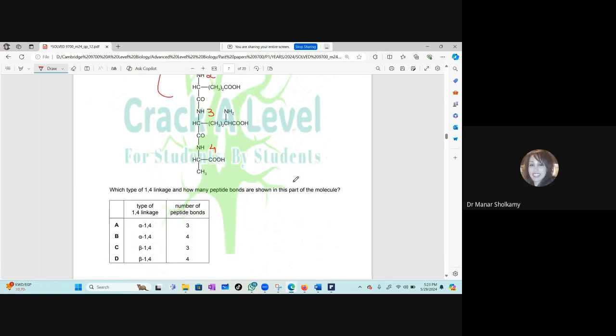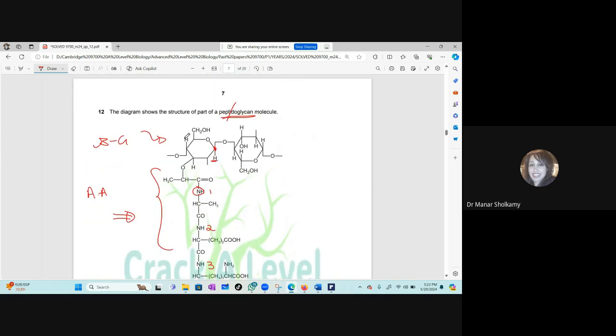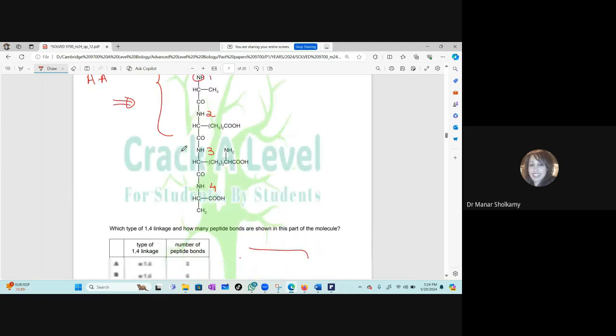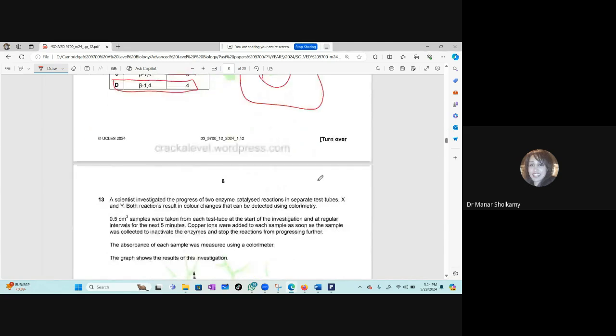So I think the answer is either B or D. We will exclude A and we will exclude C. Now, is it B or D? Let's look at the type of linkage. What did you say? It's D because beta. It's beta glucose. Correct. Well done. So you just need to notice those small things and you'll get the answer. This is beta glucose. Good. So the answer is D. It's not B. Well done.